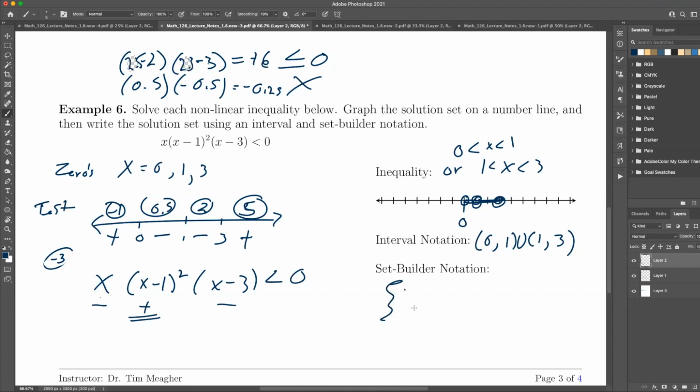Set builder notation, you just write it this way: 0 < x < 1, or 1 < x < 3. This may or may not be kind of new for you, but it's important to know how to handle nonlinear inequalities. And I'll get a drink.